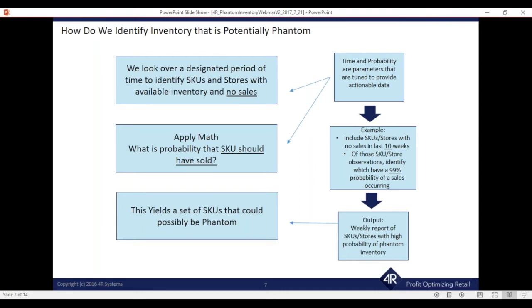So an example would be, we look at our customers' data, we tune to look at 10 weeks of sales, and we look for SKUs in stores where they have a 99% probability of a sale occurring, but no sales have occurred. And at that point, we would be scoring that SKU in that store as phantom.